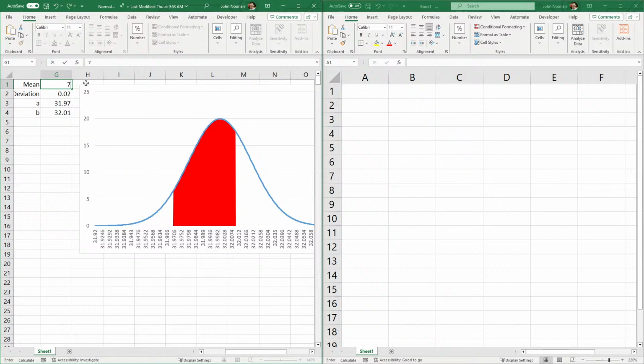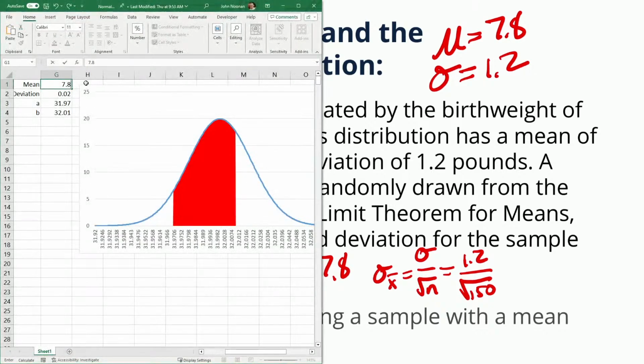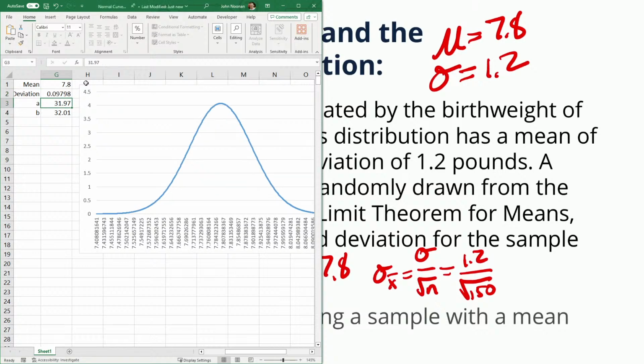So if you remember the mean of our sample, it was, here, let's switch back here, 7.8. And then the standard deviation is 1.2 over the square root of n, square root of 150. So we'll do 7.8 for the mean. And then what do we have here? 1.2 divided by the square root. Oh, I need to actually type an equal sign. 1.2 divided by the square root of 150, which is that.